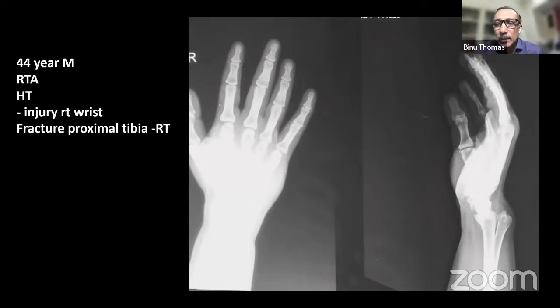I think there would be no ambiguity in that. If it's unstable, and even if you keep it for 6 weeks and at the end of it again see the same instability, you would be wasting the patient's time. So here it's a frank dislocation and unstable. So I would go for surgery acutely also.